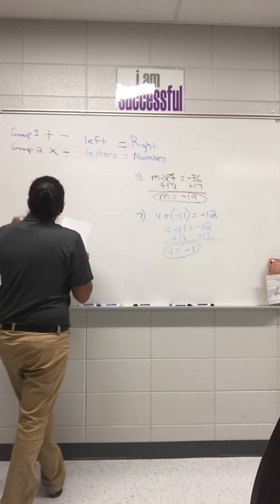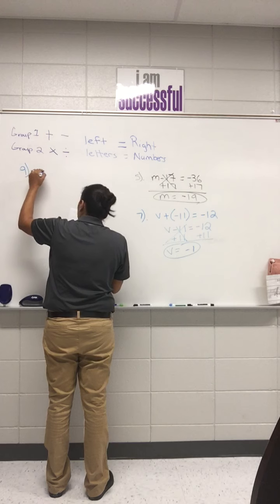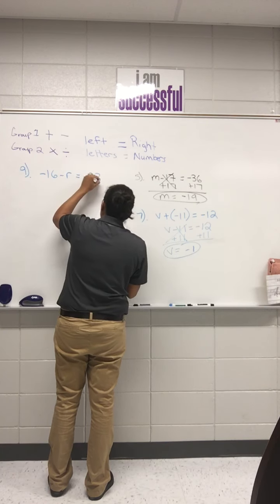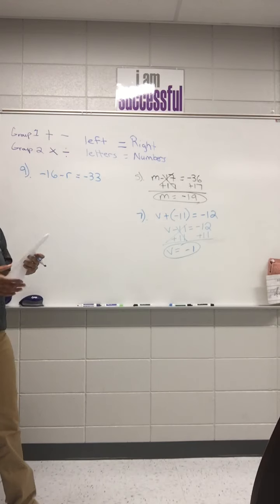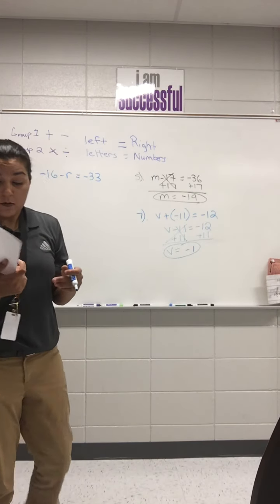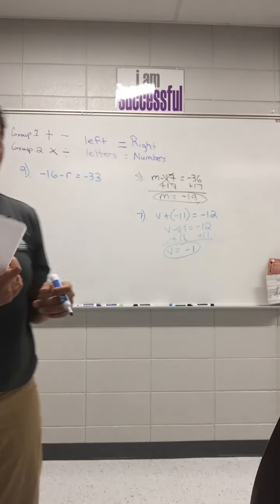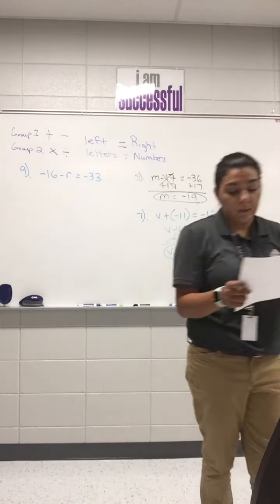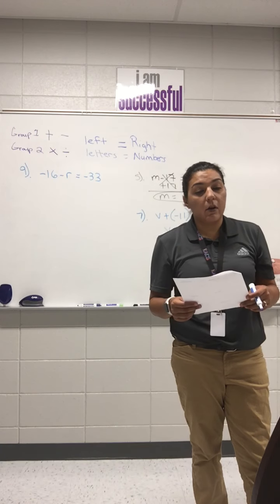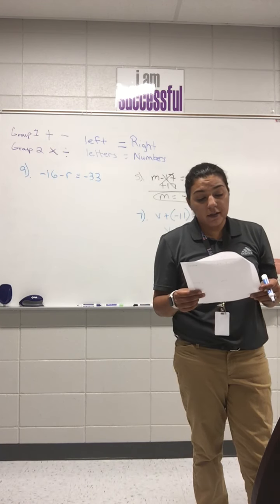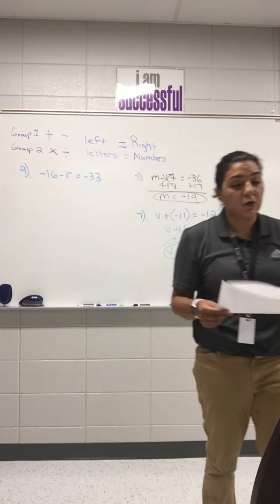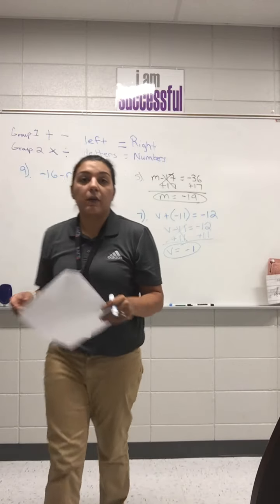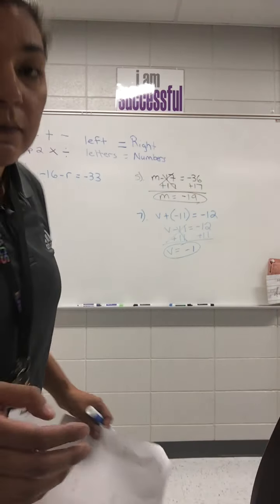Where are we at? Number 9. So the very first part, 1 through 8 is going to be all addition and subtraction. The rest of them are going to be multiplication and division. I separated them on purpose so that way you get good at the stuff.